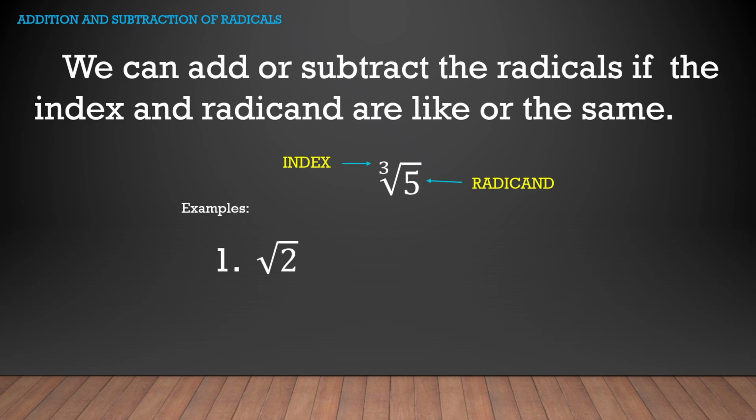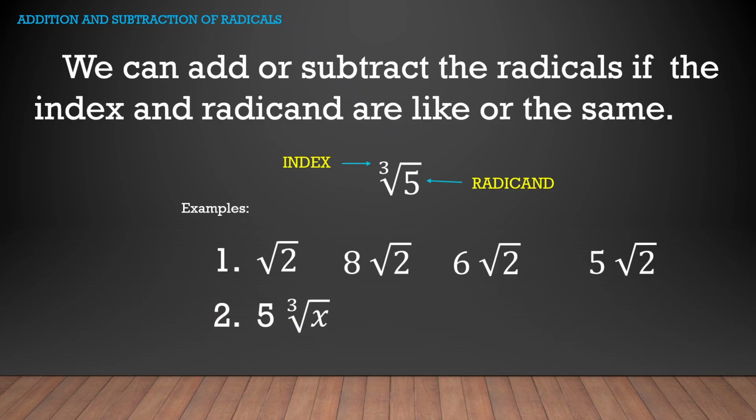Examples. So we have number 1: square root of 2, 8 square root of 2, 6 square root of 2, 5 square root of 2. Our index here is 2, and our radicand is also 2. They have the same index and the same radicand. That's why our example number 1 is like radicals.